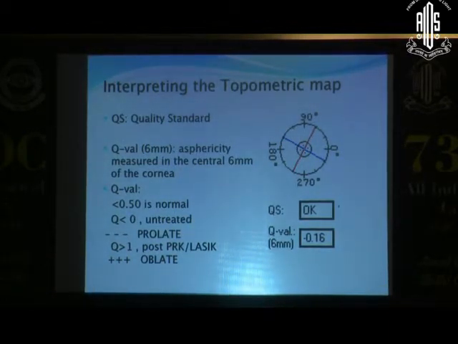In the topometric map, you also have the QS, which is the quality standard. It should be an OK, a white zone. If it is yellow, that means some data acquisition is a problem, and if it is red, then you have to repeat the scan. The Q value indicates the asphericity of the cornea. It analyzes the 6 mm zone. The normal cornea should generally be less than 0.5. A prolate cornea gets negative Q values, and an oblate cornea, post-refractive surgery, gets positive values.